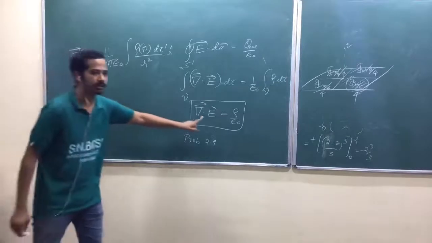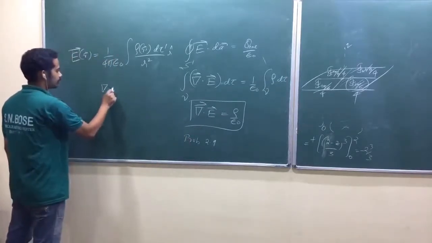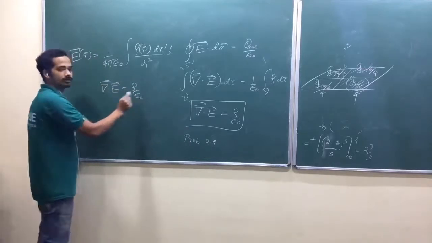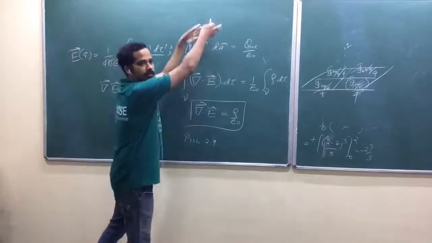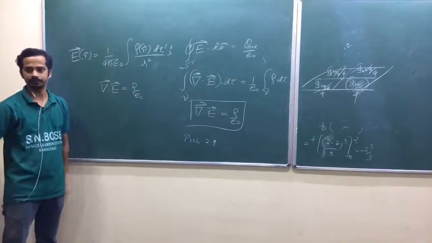Then I have to show this one. Del dot E is equal to rho by epsilon naught. I have to first show this one. After that, I have to apply Gauss theorem. Then I better go for the integral form. That is the best idea.